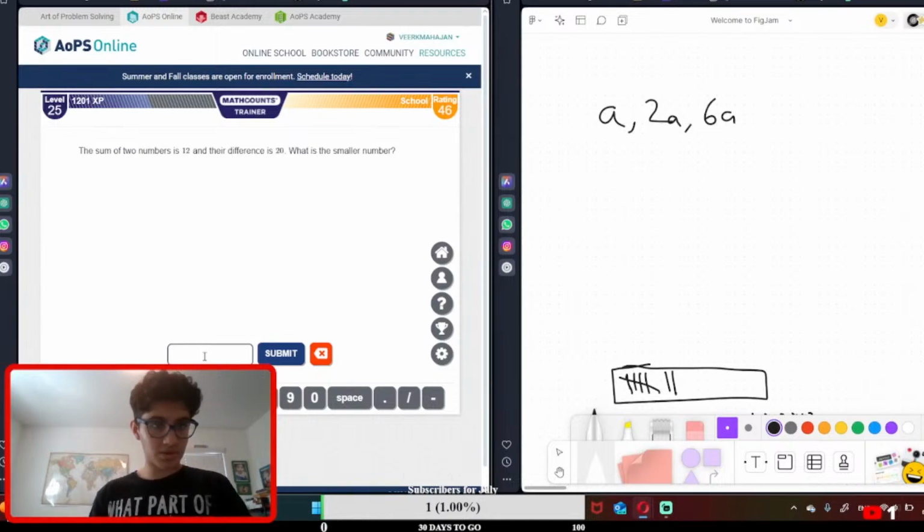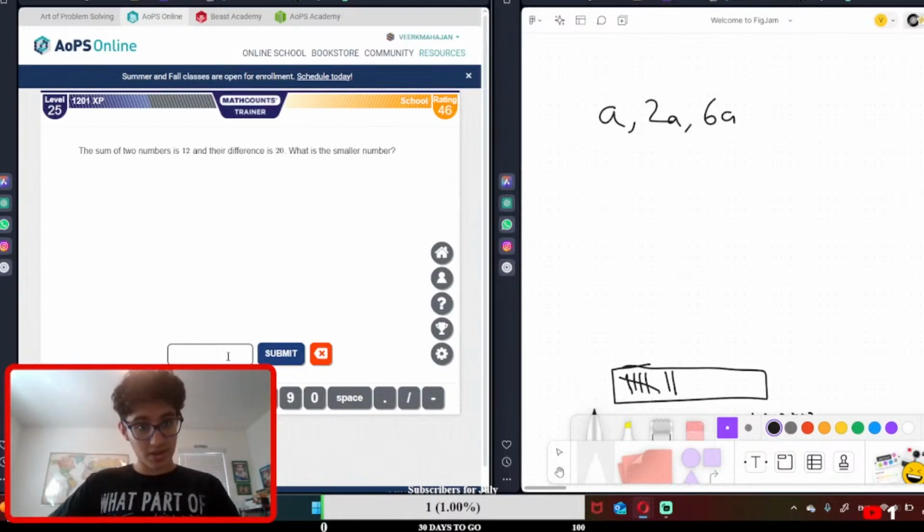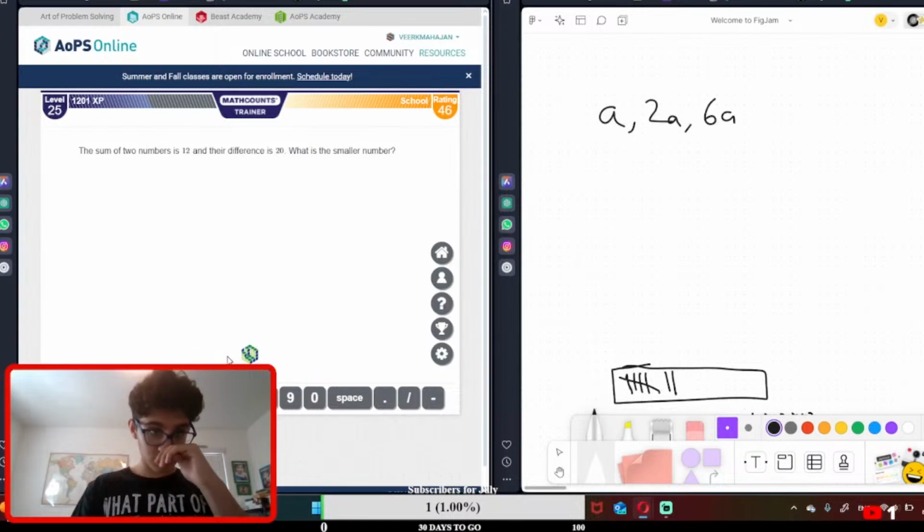The sum of two numbers is 12 and the difference is 20. So a plus b is 12, a minus b is 20. So 2a is equal to 32. One of them is 16. So the other one will be -4. Right? Should be.